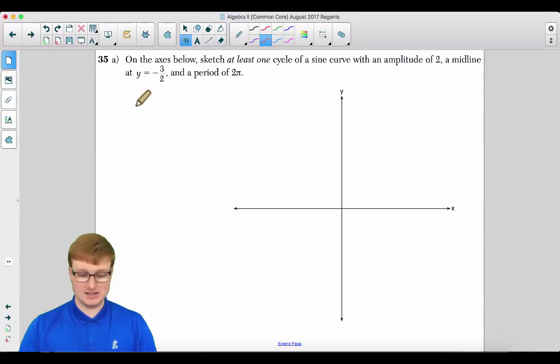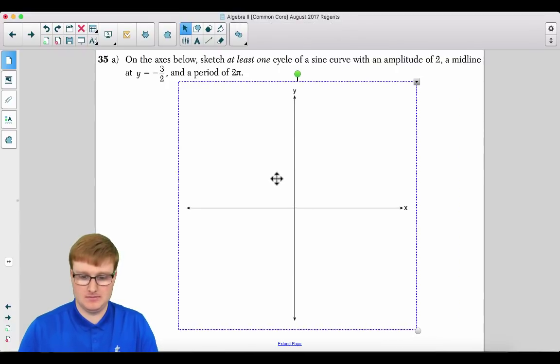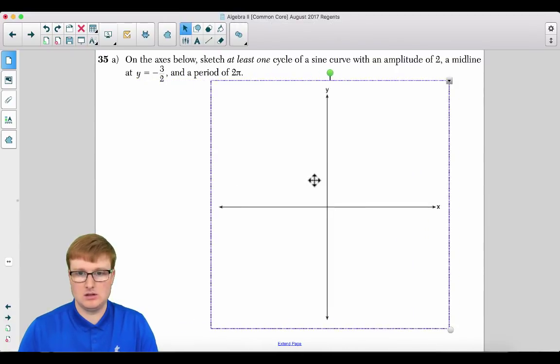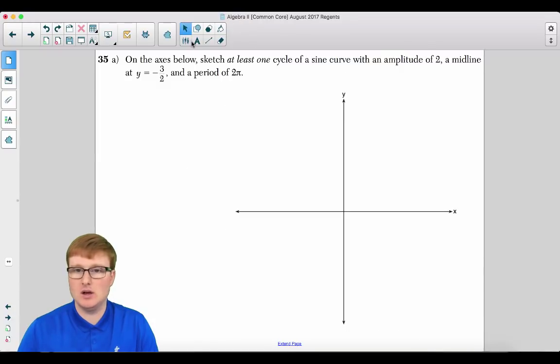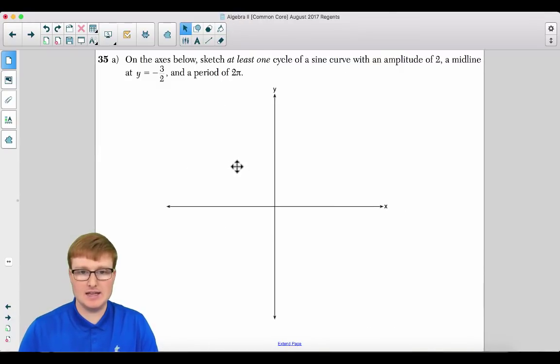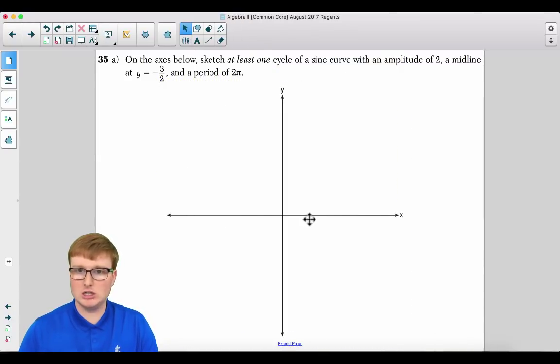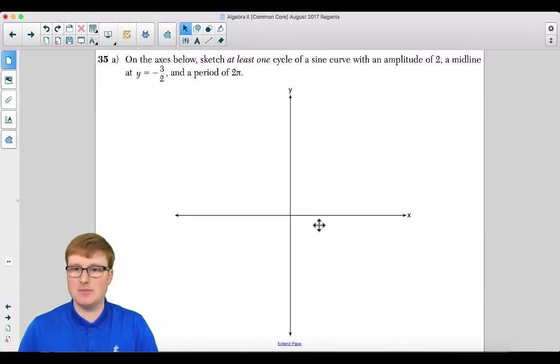Moving on to number 35. On the set of axes below, sketch at least one cycle of a sine curve with an amplitude of 2, a midline of y equals -3/2, and a period of 2 pi. Well, this is interesting. So let's talk about this for a second. The amplitude is 2. So that is the vertical distance from the midline.